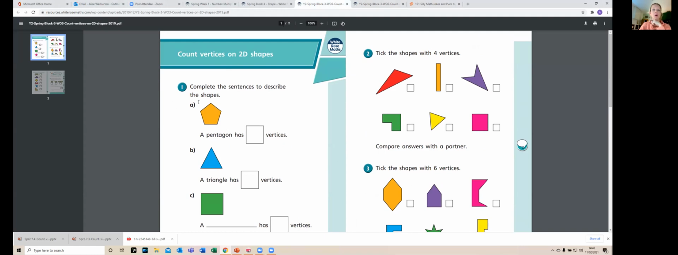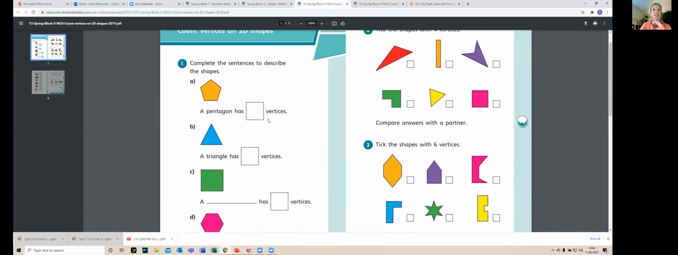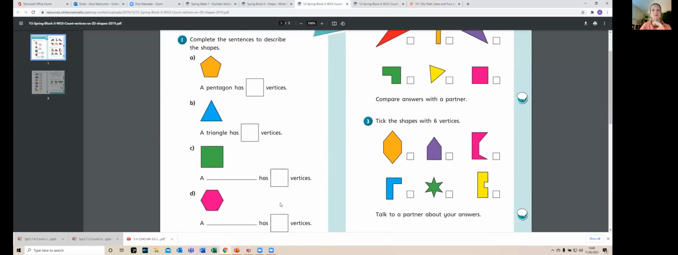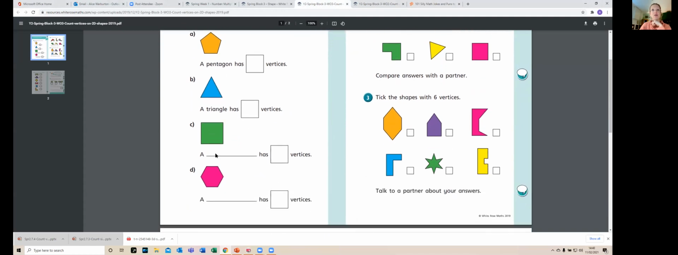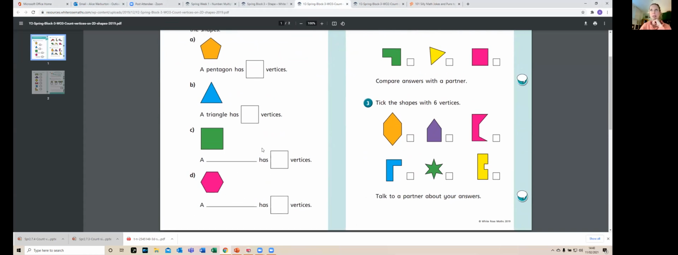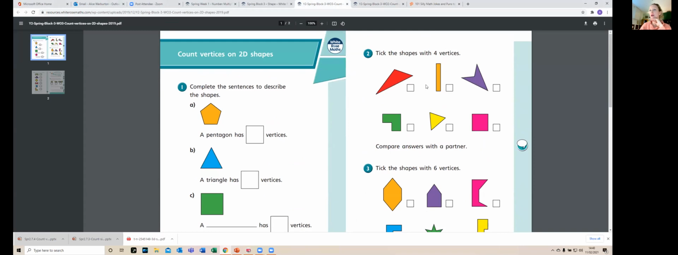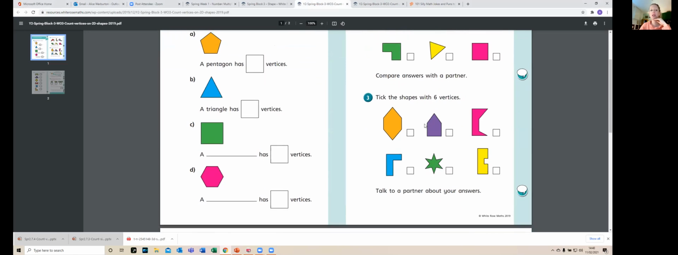So for question 1, it's quite straightforward. You're counting the vertices and you need to write in the correct number to finish the sentence. On C and D, you need to write the name of that 2D shape in there as well. For question 2, you need to tick the shape that has 4 vertices, and there's a little white box by each shape for you to tick if it has 4 vertices. And for question 3, oh crikey.